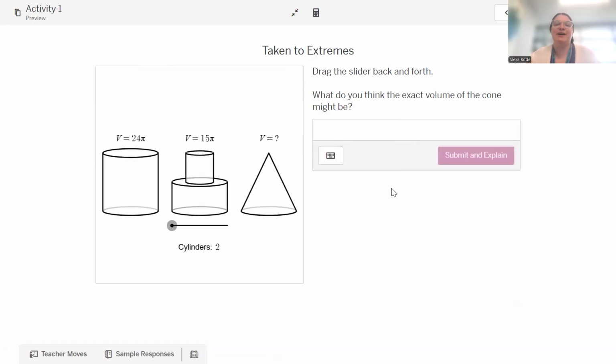Okay, so this says drag the slider back and forth. What do you think the exact volume of the cone is? This is where it gets a little confusing because it says exact volume.